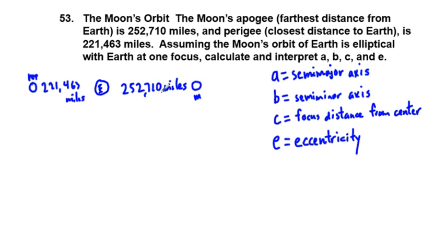And our major axis is going to be the sum of the apogee and the perigee. Now we're assuming that the focus is going to be where the Earth is. The Earth is at one focus. So here's our focus right here. And C is going to be how far this focus, the Earth, is from the center between the moon to the right and our moon to the left. So let's go to our calculator and add these up.